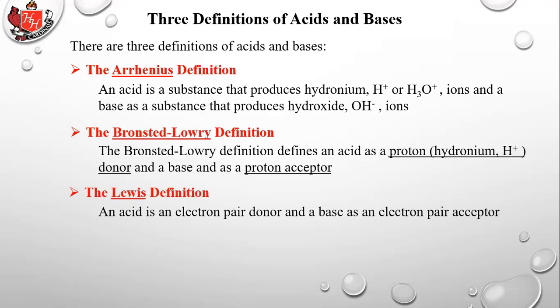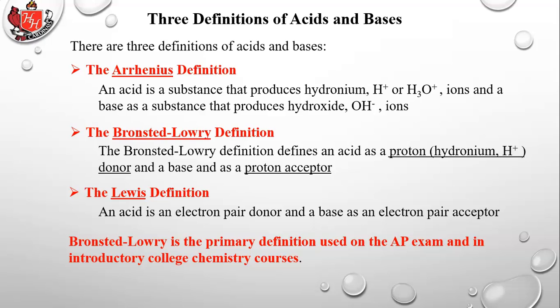The Lewis definition, which we will never talk about in this class, and generally college freshman chemistry classes don't, other than just to define what it is. An acid is an electron pair donor. Notice you're dealing with electrons in the Lewis definition. It's an electron pair donor, and a base is an electron pair acceptor. But we're not going to talk about that at all. So the Bronsted-Lowry definition is the primary definition used on the AP exam and in introductory college courses. So that's the one we're going to be focusing on.